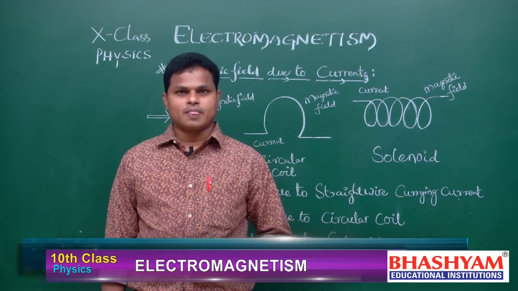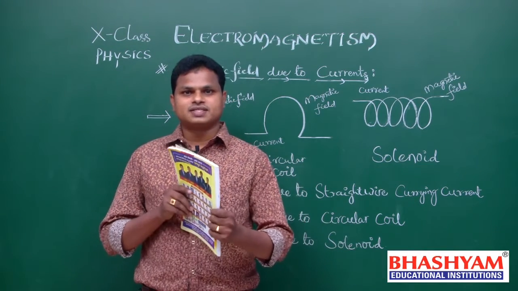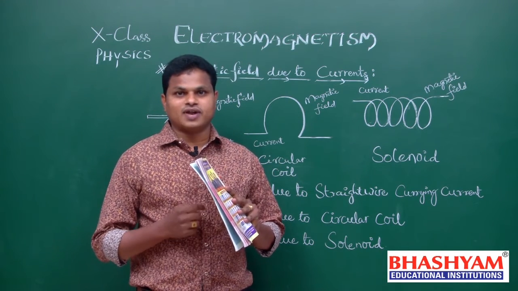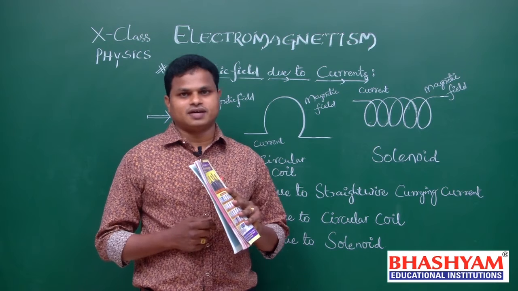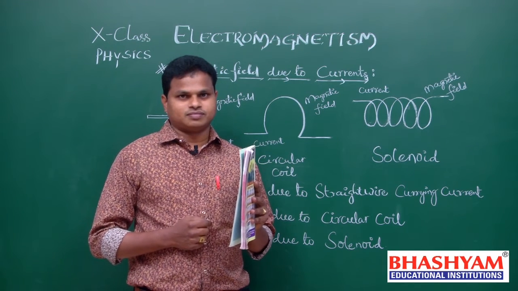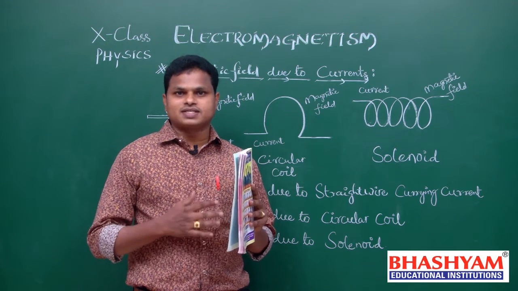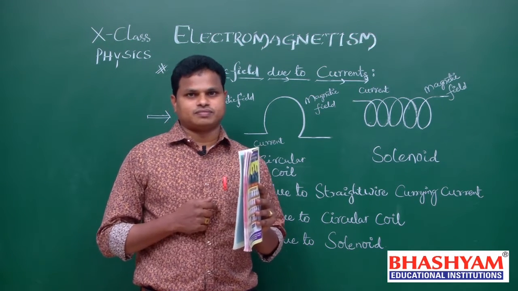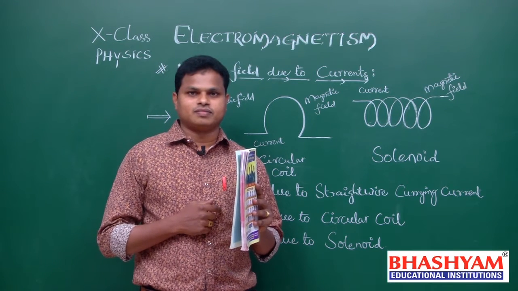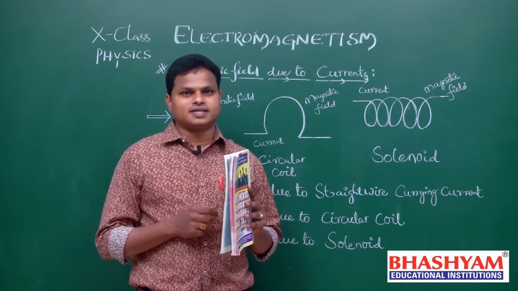Already you have seen, when the plane area makes an angle theta with the field, the flux changes. Flux is BA cos theta. When the plane area is perpendicular to the field, the magnetic flux is maximum. When the magnetic flux is maximum, strength is maximum. This strength is technically called magnetic flux density.